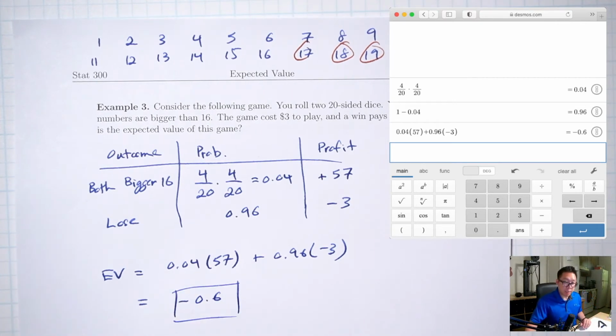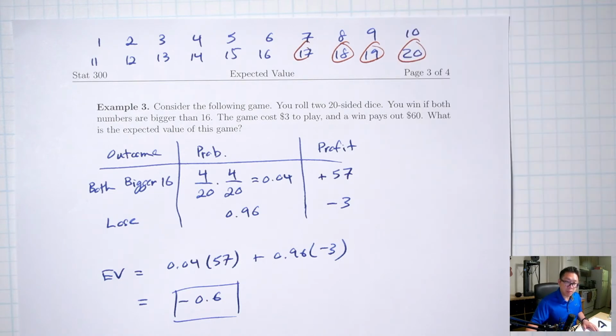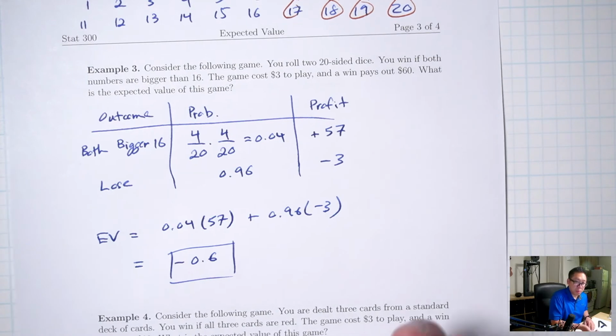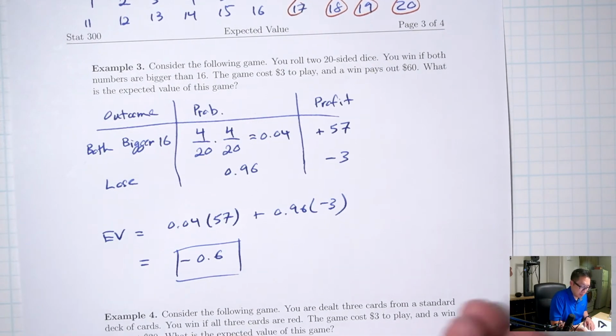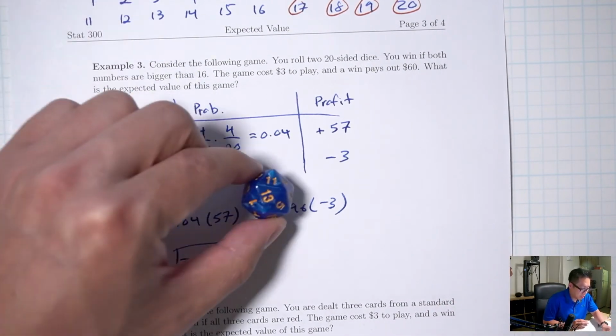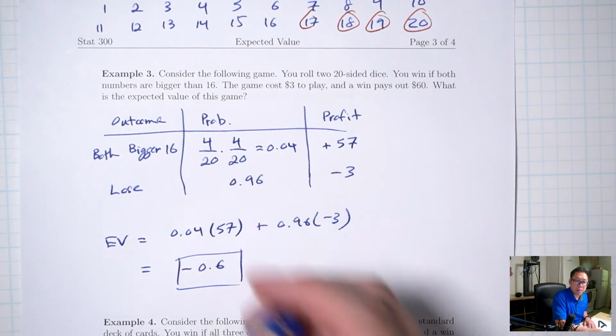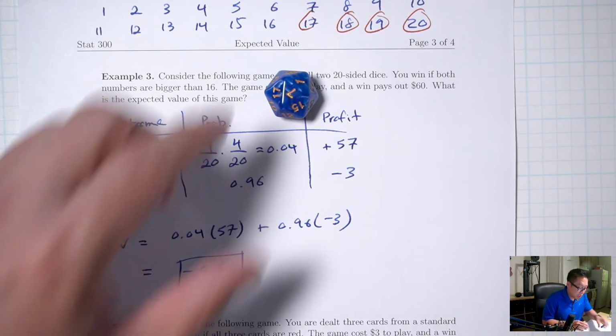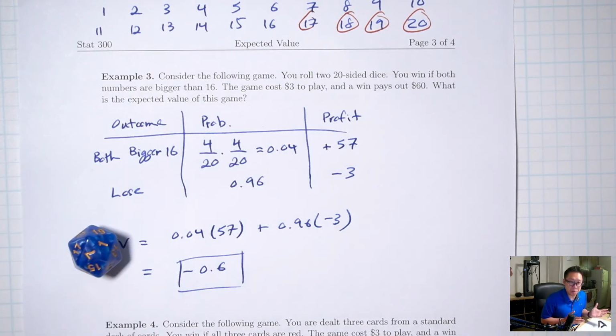So this is definitely a game that you don't want to play for long. Let's play it anyway. Okay, so I'm going to roll 2 20-sided dice. So 13, 7. Okay, so you only win if both of them are bigger than 16, so definitely you lost.